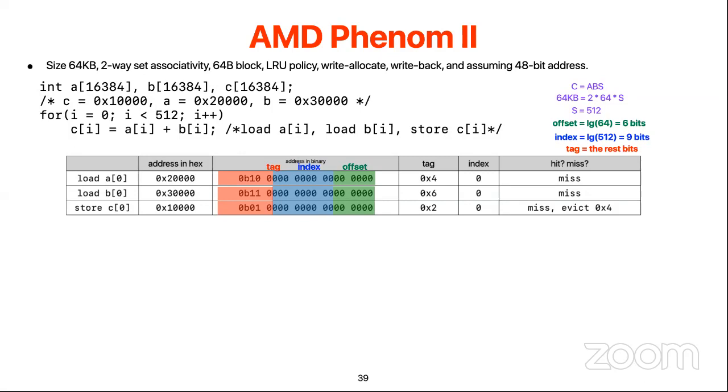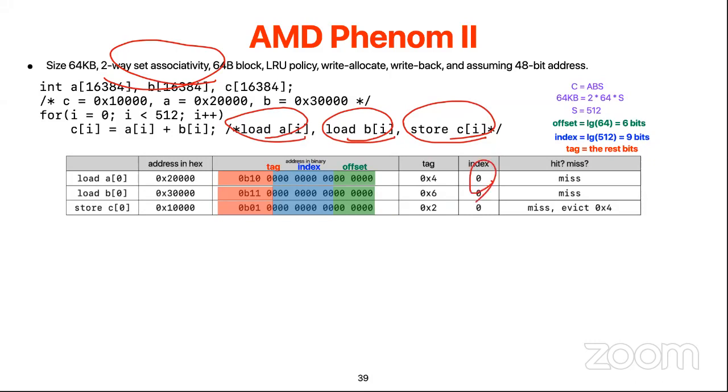However, because this is a two-way set associative cache, which means that each index can only contain 2 blocks, we have to kick out 1. And we usually use the LRU policy, the least recently used policy, to decide which block to kick out. So what we will kick out here is the earliest one that entered the cache, that is 0x4. So this one is going to be kicked out.